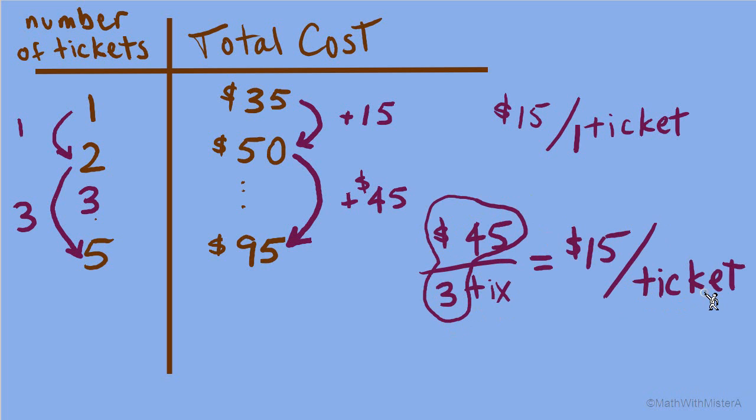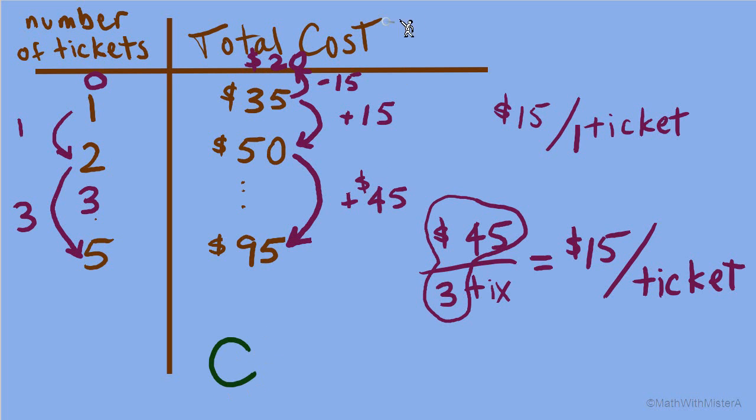And now that we know the cost per ticket, we can see what that starting amount was. Taking away the $15 for the ticket will leave us with 0 tickets, and the total cost would be $20. So a verbal description of this problem could be that parking at the Reggae Fest will cost $20, and each ticket will cost $15. We also have enough information right now to construct the equation for total cost.